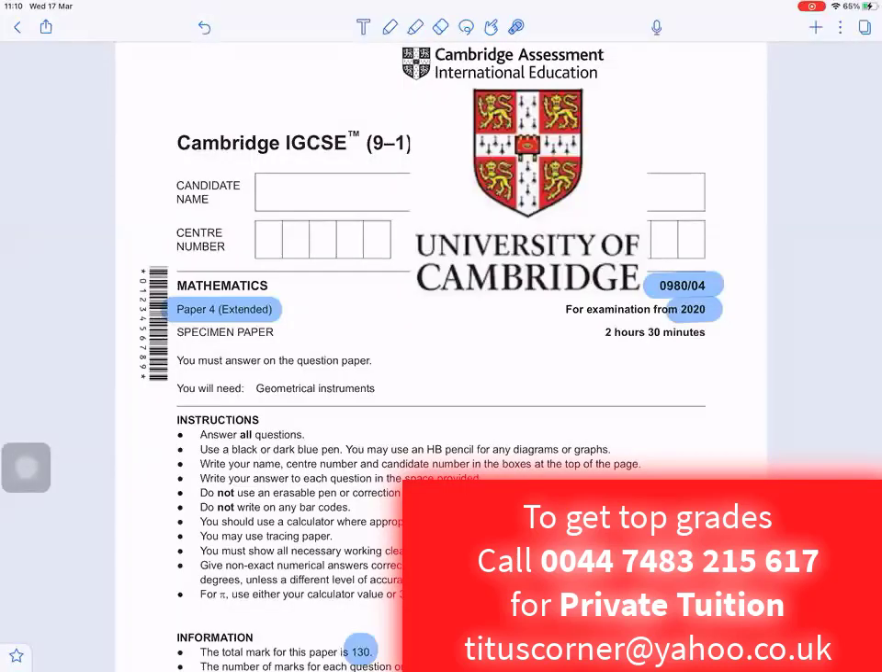Mathematics paper 4, extended, 0980/04, 2020, 2 hours 30 minutes. Cambridge IGCSE, grades 9 to 1, University of Cambridge. Total mark for this paper is 130 marks. You will need geometrical instruments.